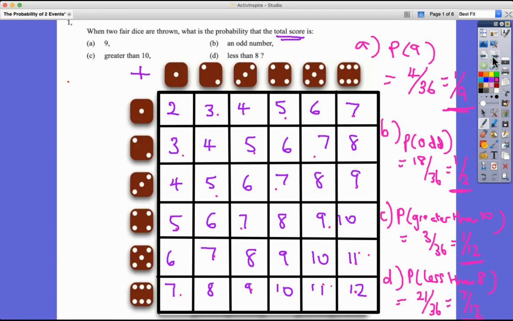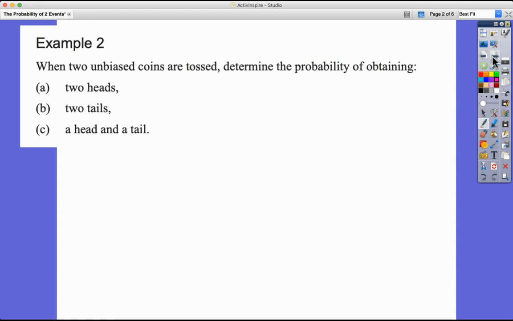Hope that was okay. Example 2. When 2 unbiased coins are tossed, determine the probability of obtaining 2 heads, 2 tails, a head and a tail. First question, unbiased. If we've got a biased coin, that means that it's weighted on one side. So it's not actually a fair coin. If it's unbiased, that's a much fancier way of saying it's a fair coin.